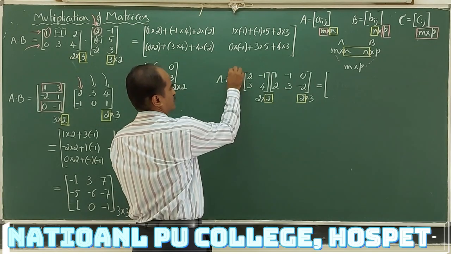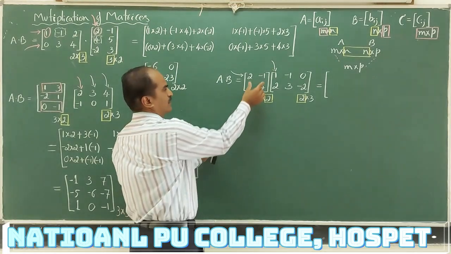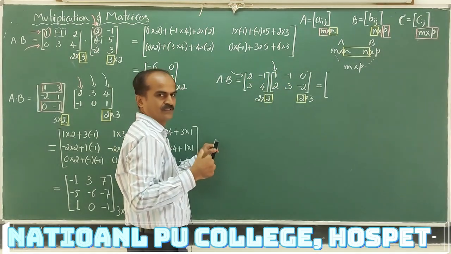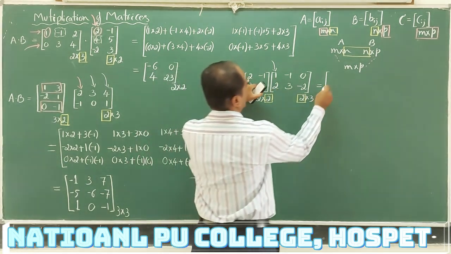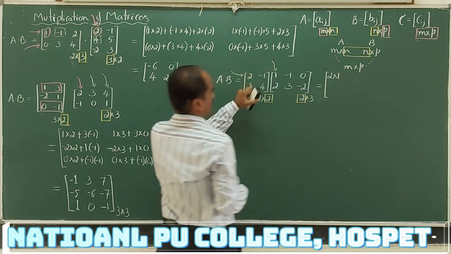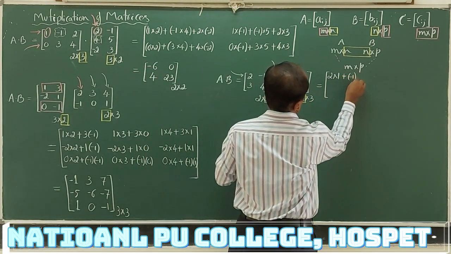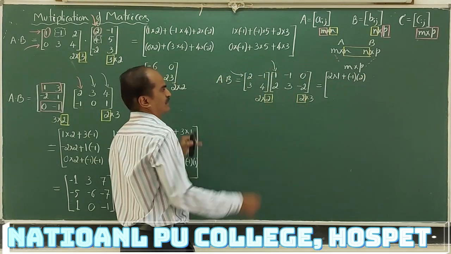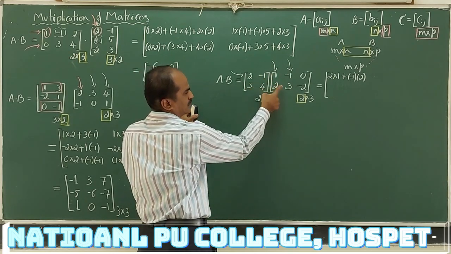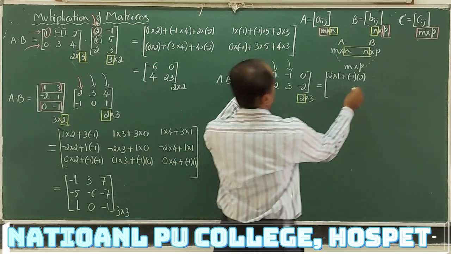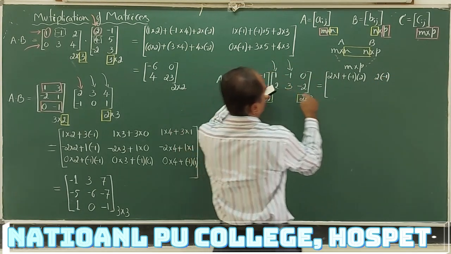Yes, take the first row elements of first matrix, first column of the second matrix. Here 2 elements, here also 2 elements. Make pairs. 2 with 1, minus 1 with 2. 2 into 1 plus minus 1 into 2. Next, first row, second column. 2 with minus 1, minus 1 with 3 are pairs. 2 into minus 1 plus minus 1 into 3.